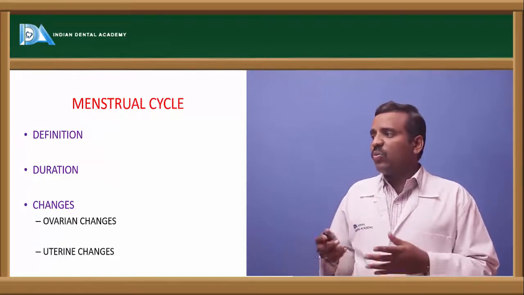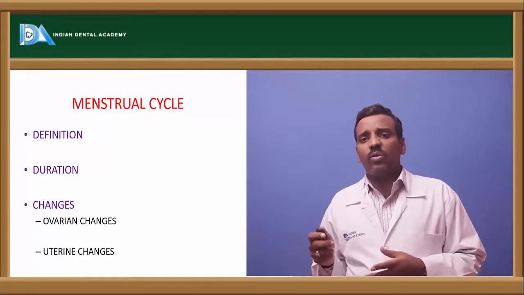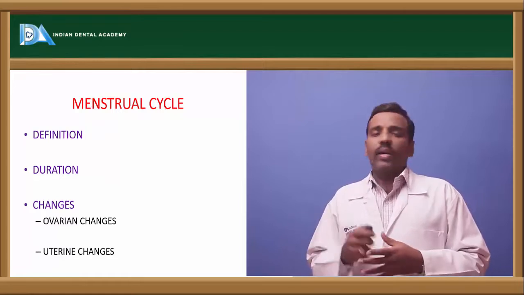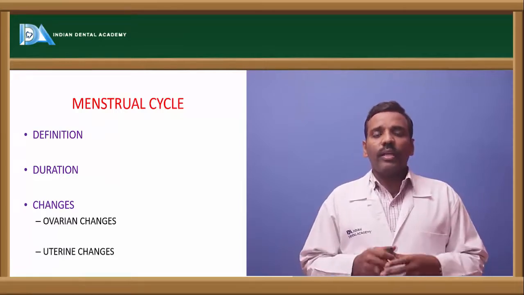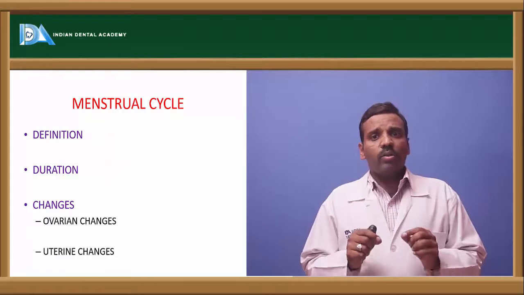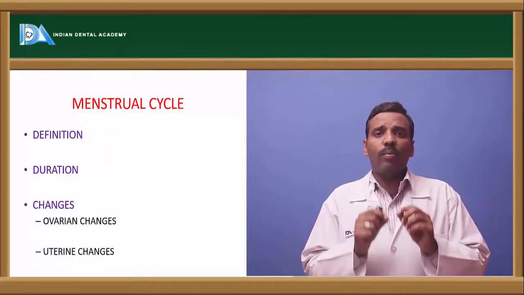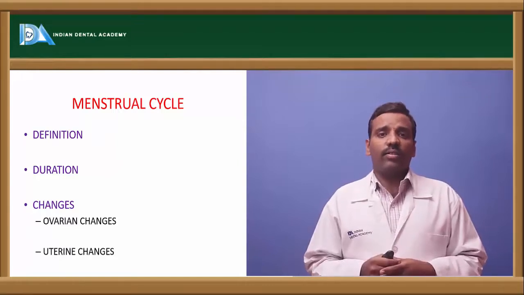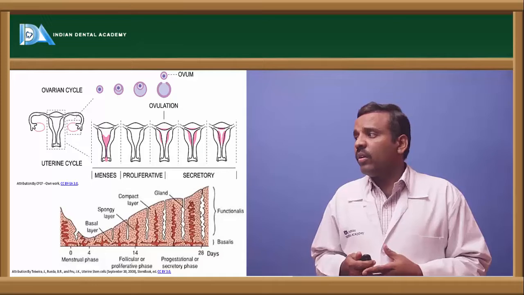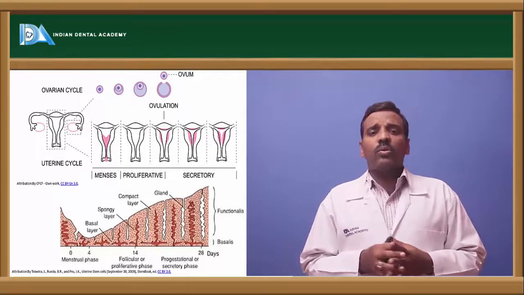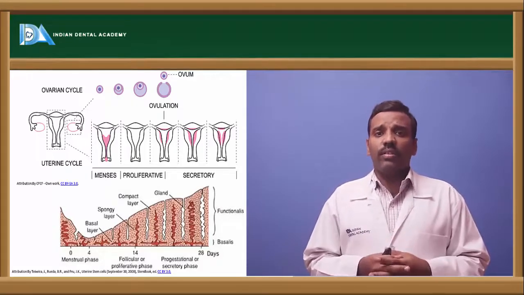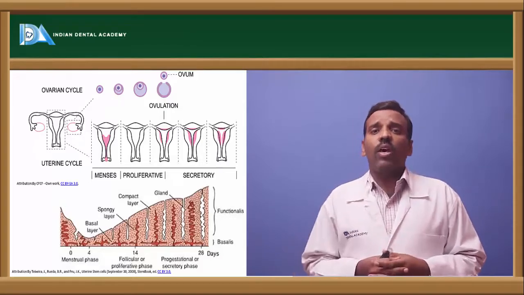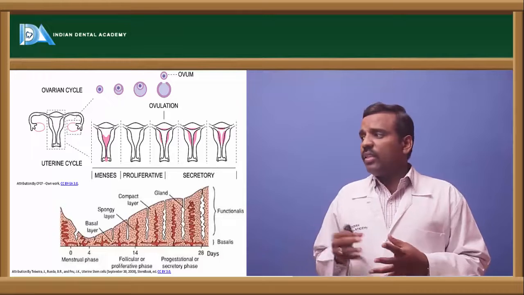Okay, and next, what are the changes? Majorly there are two types of changes we have: one is ovarian changes and another one is uterine changes. In a normal woman, 28 days is the normal menstrual cycle period. During these 28 days, what happens? Now we'll see. There are 3 phases in the case of uterine changes, and 2 phases in the case of ovarian changes. See this diagram once.